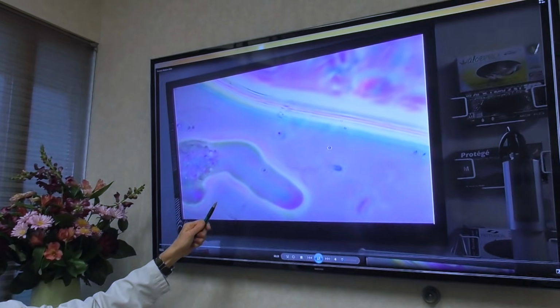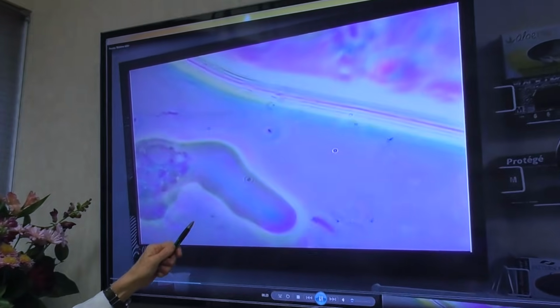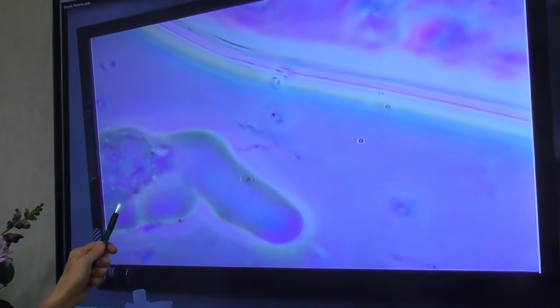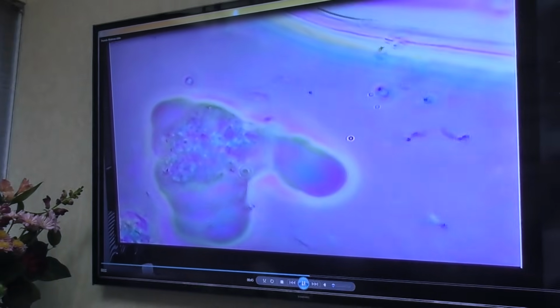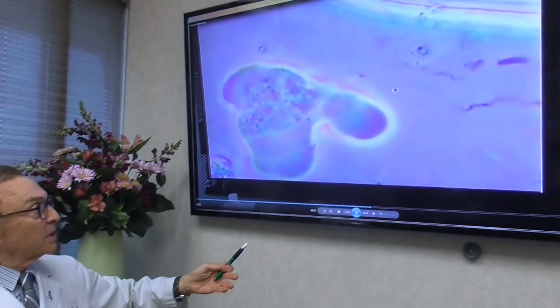Now, this is a parasite. It's an amoeba. And if you watch it closely, you see how that's coming out? That's called a pseudopod. And that's how these amoebas move. What they do is they extend these pseudopods, and then they use those to embrace and devour other cells, like white blood cells, and that's what they live off.